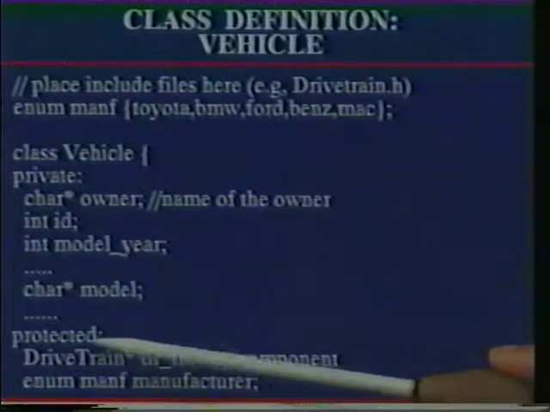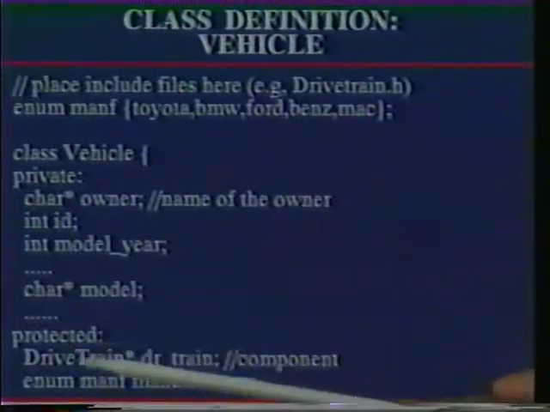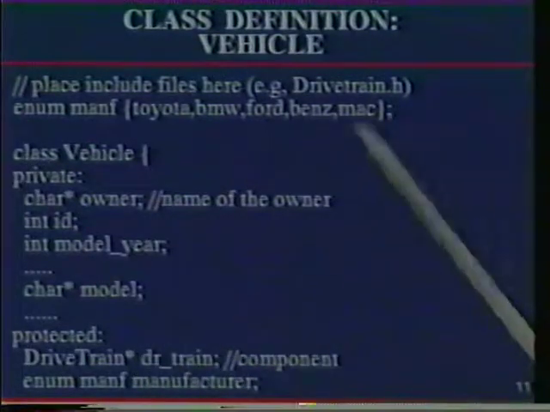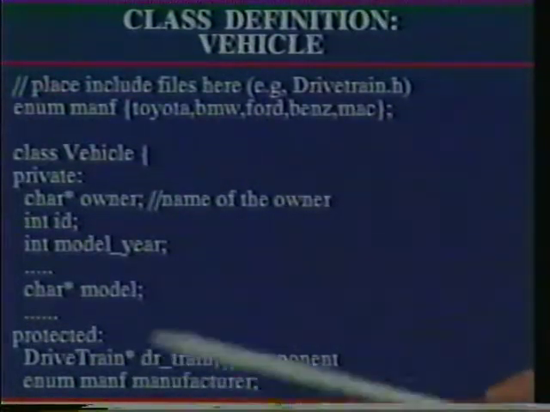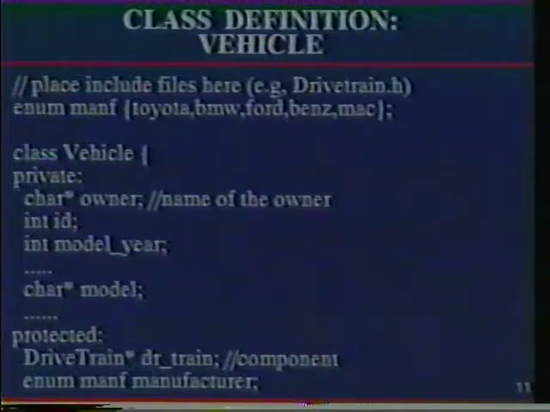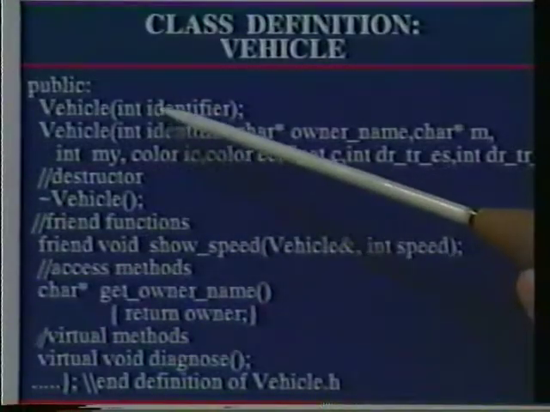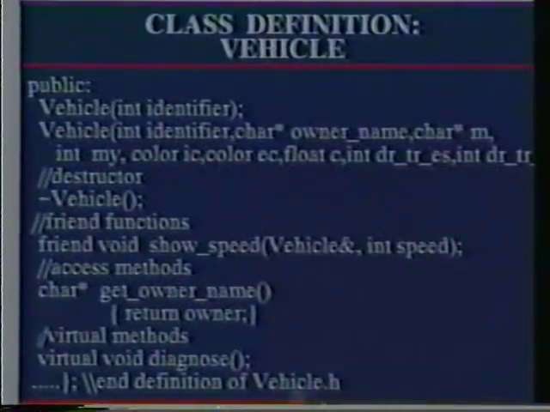Then we have this protected part. The variables here can be seen by the subclasses, and they can be modified by the subclasses but not by the external world. Then we have a third part here, which is the public part, where we define all the functions, both the behavior and the structure.